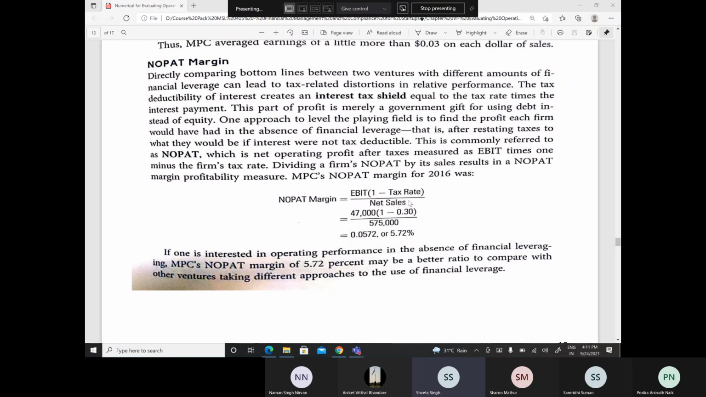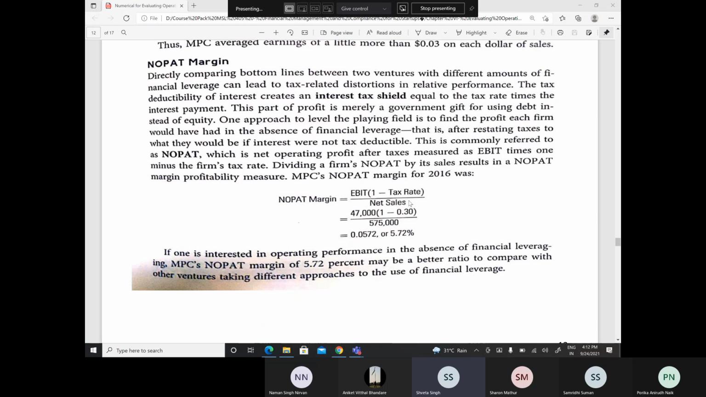Okay. Directly comparing bottom lines between two ventures with different amounts of financial leverage can lead to tax-related distortions in relative performance. The tax deductibility of interest creates an interest tax shield equal to the tax rate times the interest payment. This part of profit is merely a government gift for using debt instead of equity.